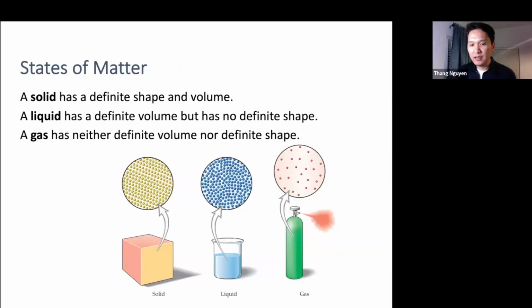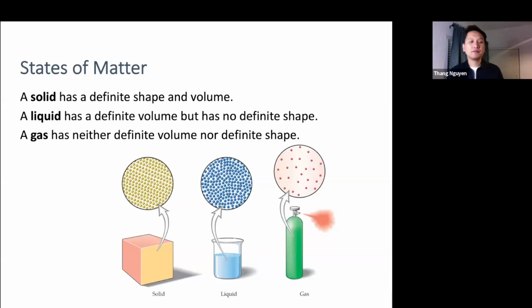Now, speaking of melting, let's talk about the states of matter. We have here 3 states of matter, really. We have the solid, the liquid, and the gas state. As you can see from the picture here, a solid has a definite shape and volume. So you have this cube. Here, it has its shape. Its shape will not change, and its volume will not change, right?